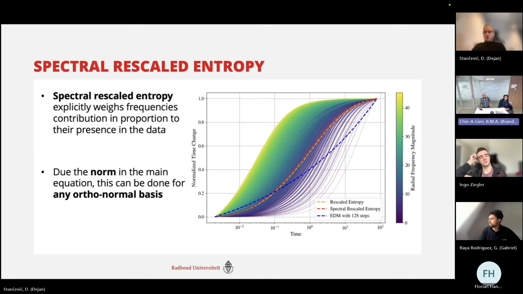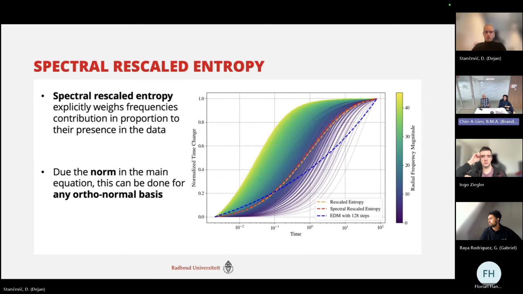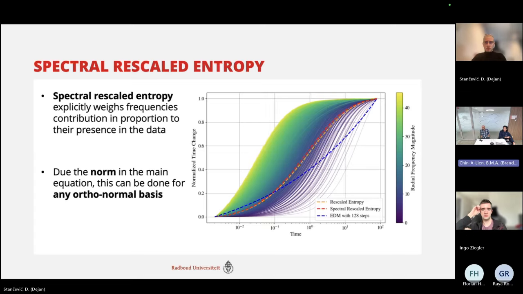I had a question about the spectral entropy. In the last slide, for the rescaled entropy, you weighted by the noise. But for the spectral rescaled entropy, would you then have another weighting factor based on the frequency of the frequency, how common a specific component is?